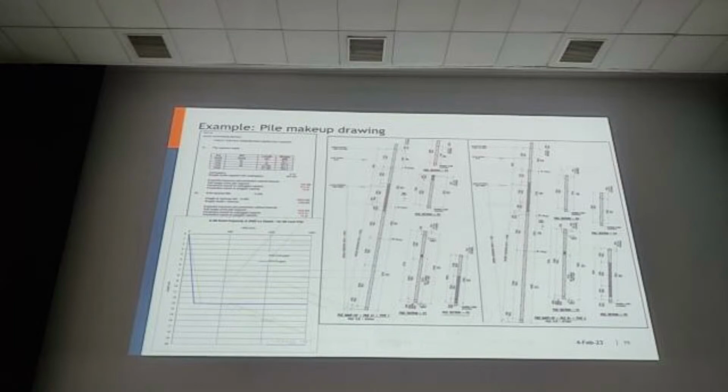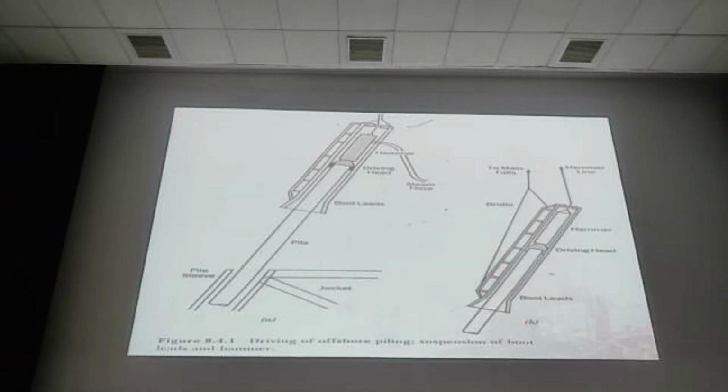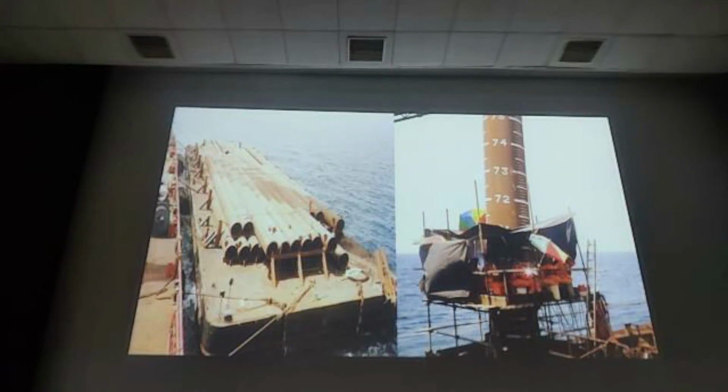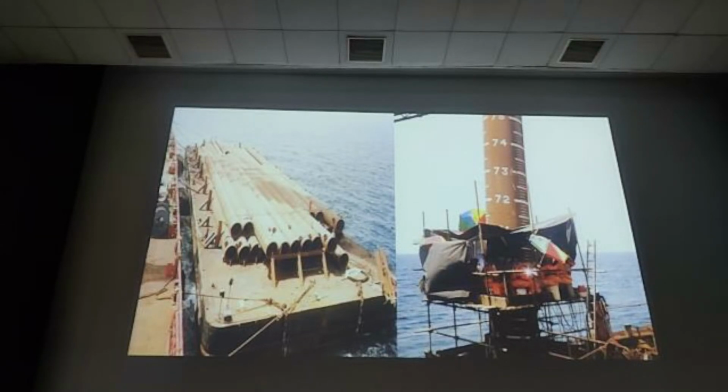Everybody wants a single pile, but it may not be possible because we may need 100-meter penetration. So we need to do welding in between. We have to install the pile piece by piece and weld it. You can see this: they install the first segment, the second segment of the pile is placed on top, and they are welding.